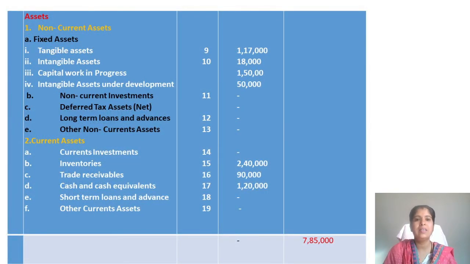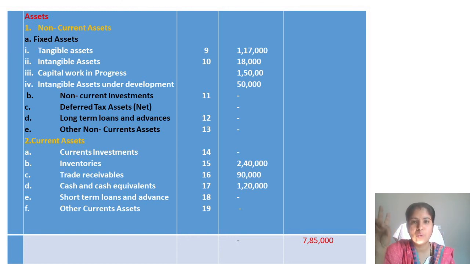Next is regarding the assets part. Assets is nothing but divided into 2 major parts. Non-current assets, current assets. In case of non-current assets, we can find fixed assets. In fixed assets, again classifications are there, 4 classifications. Tangible assets, note number 9, 1,17,000. Already we have calculated the note related to tangible asset, 1,17,000.